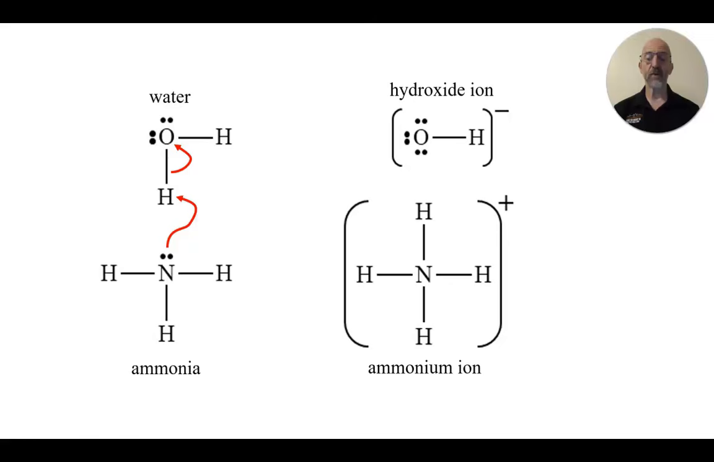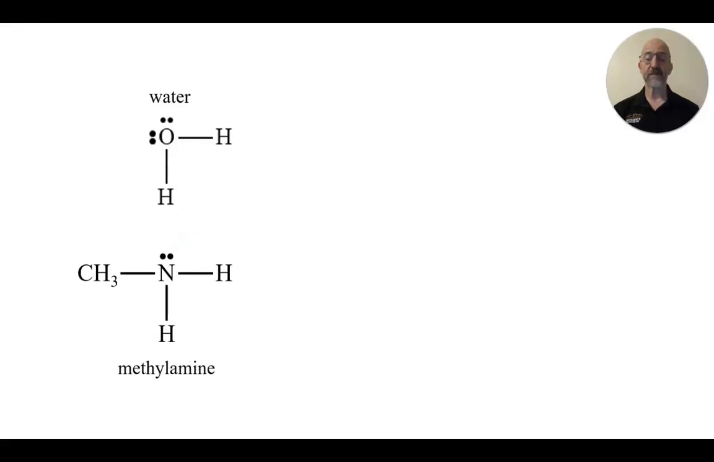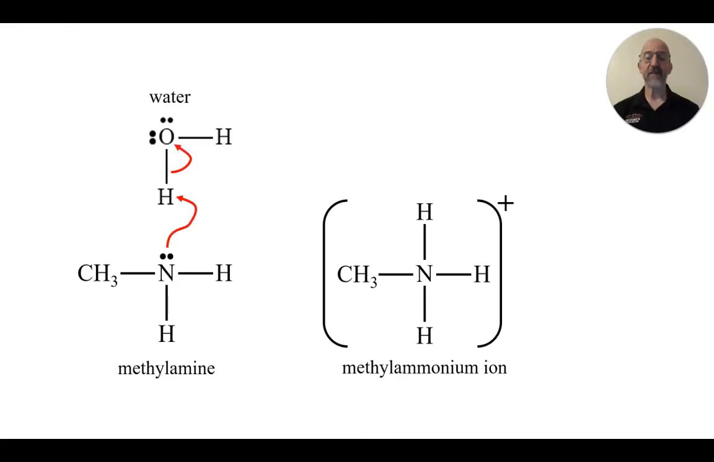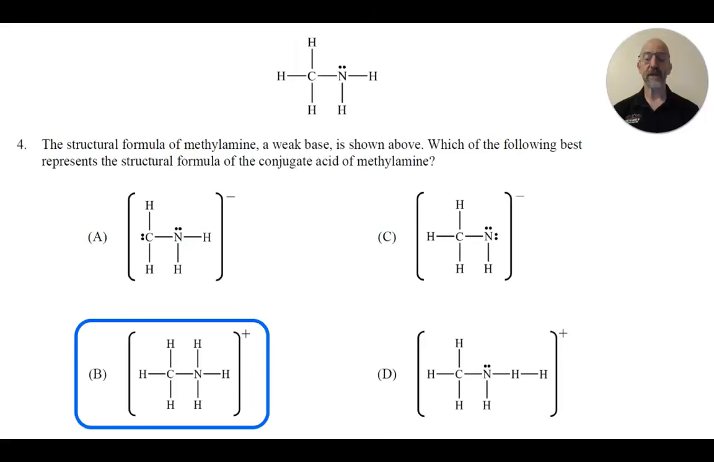Now let me switch ammonia with methylamine, and you will see a very similar structure. So here is methylamine. Again, there's the lone pair of electrons on that nitrogen atom. It reaches out with a nearby water molecule and acts as a proton acceptor. So we get the hydroxide ion, and then we get the methyl ammonium ion. So in question 4, you are looking for the correct structural formula of the methyl ammonium ion, and hopefully you can see that that makes choice B the correct answer to question 4.